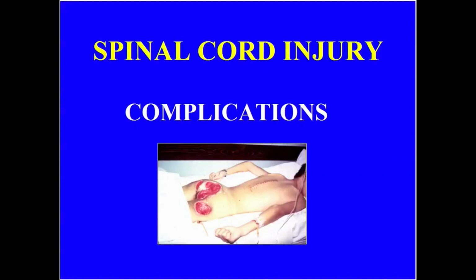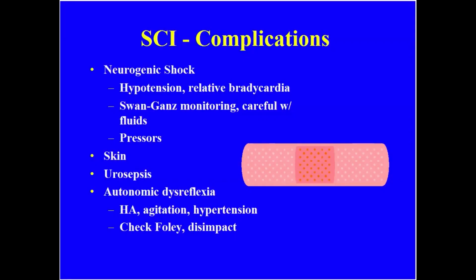What are some of the complications of spinal cord injury? Well, they include neurogenic shock. This is another of the rare orthopedic complications, and it was on my boards, that is potentially fatal. What you see is patients with hypotension and relative bradycardia. If you don't treat this appropriately, this can lead to death.